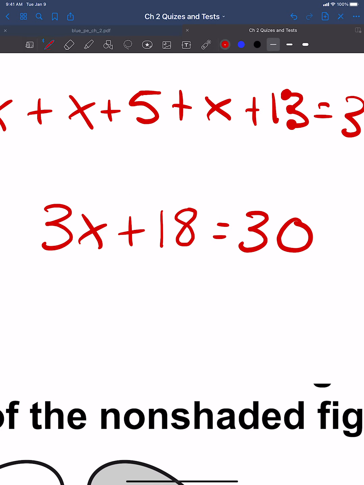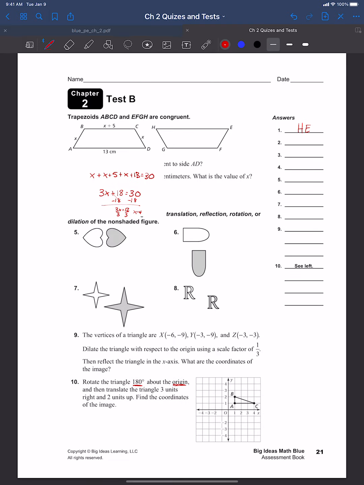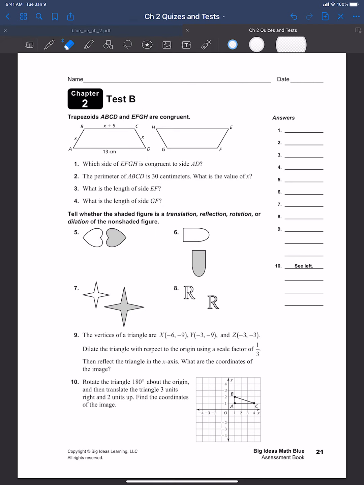Okay, so hold on. What do we do? We take away 18 from both sides. That'd be 12. Okay, so 3x equals 12. Divide by 3 is 4. Very good. X equals 4. So my question said, let me erase my box so that I can actually see what it said. The perimeter of ABCD is 30. What would the value of x be? X equals 4. Now, if you check it, plug it back in, right? And everything together should equal 30.